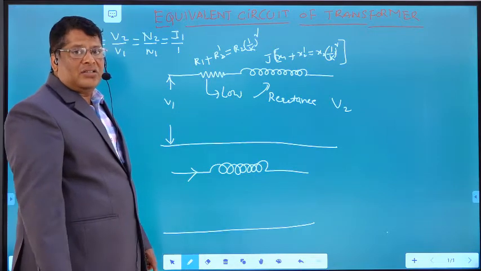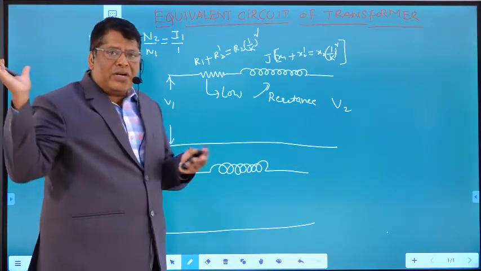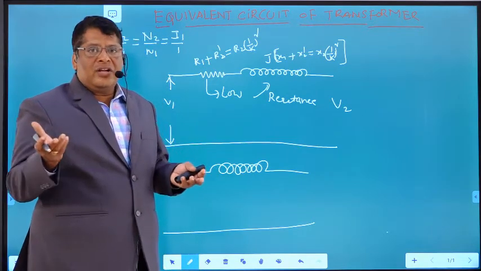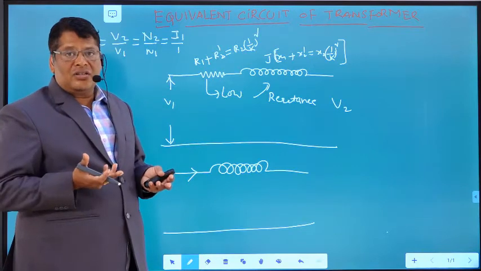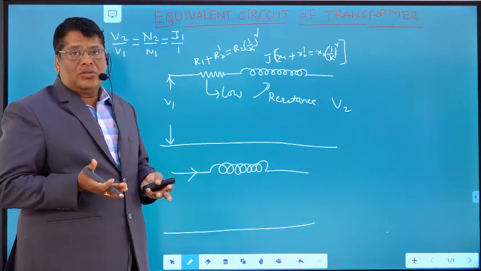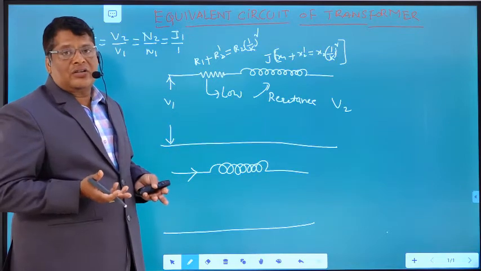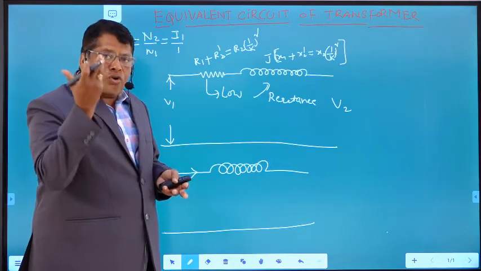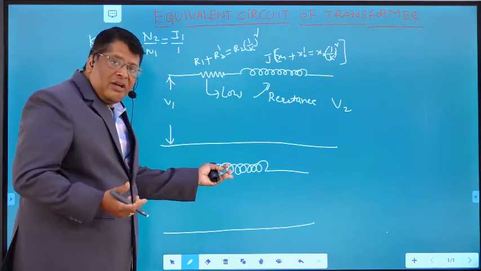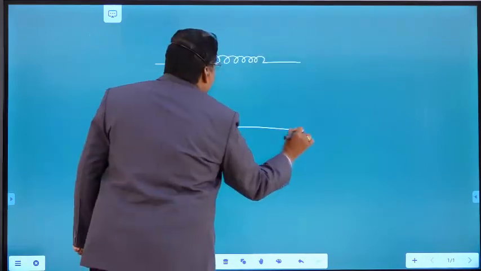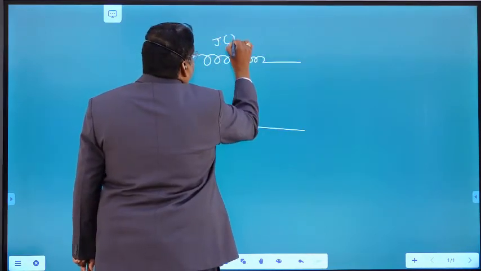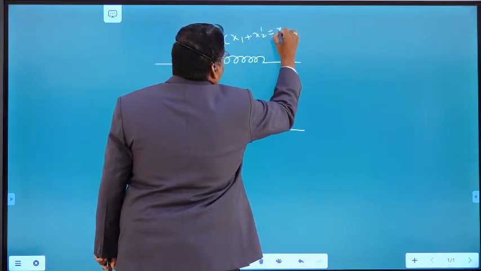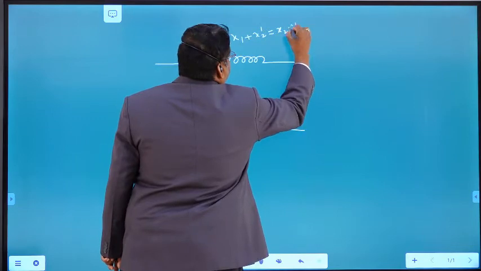We have seen the power system. There are so many transformers, wherever you go, in substations, you can find so many transformers. The total network is nothing but a power system network. To analyze that network, the transformer is simply represented with a single reactance. This equals j into X1 plus X2 dash, where X2 dash equals X2 into 1 by K square.